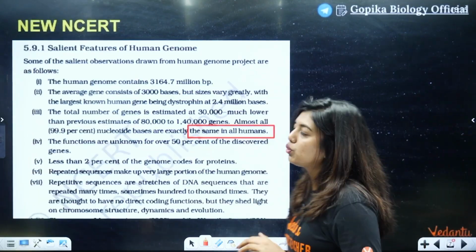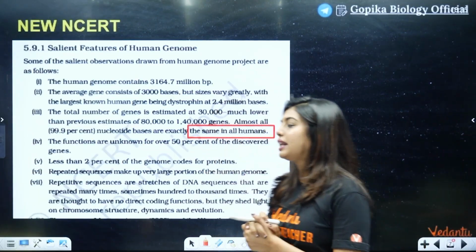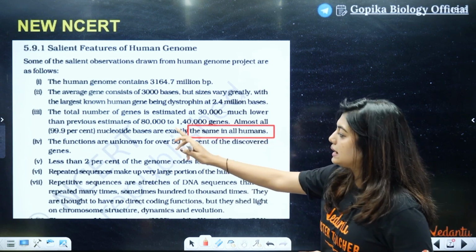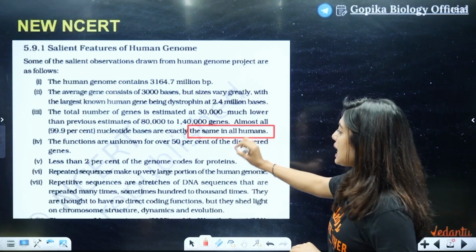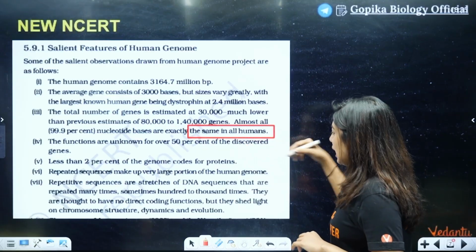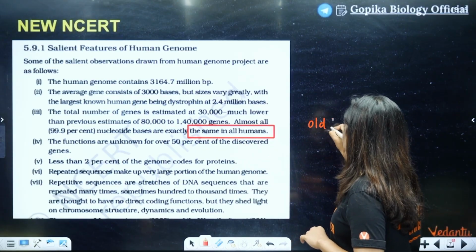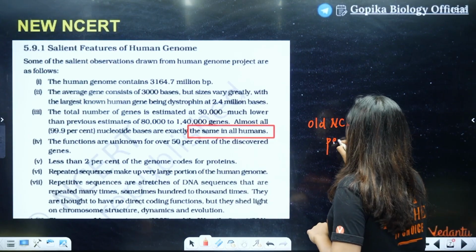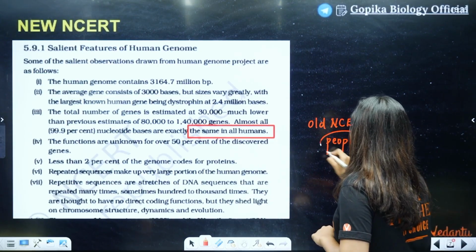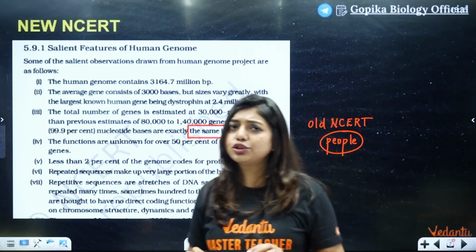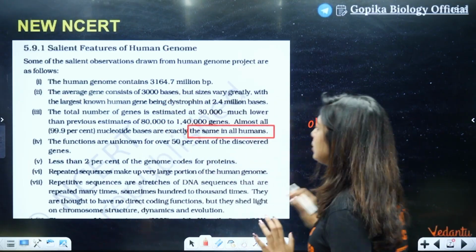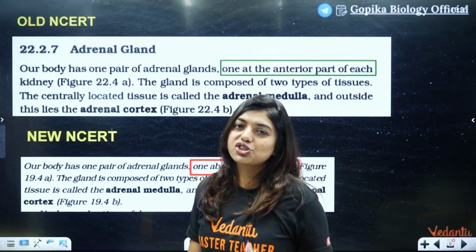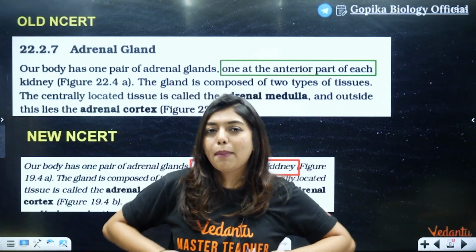Now moving forward to molecular basis of inheritance. It says 99% of the nucleotide bases are exactly the same in all humans. In the old NCERT, students, it was given as people. So people has been corrected to humans. Clear? Again, not a very major change. So this one correction has been done. Now adrenal gland, which I think all the teachers would have taught you, right, that it is present right above the kidney.